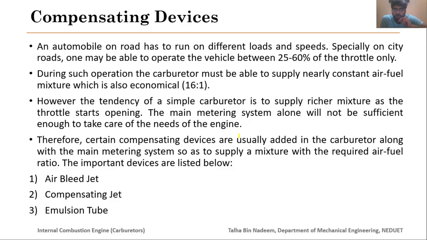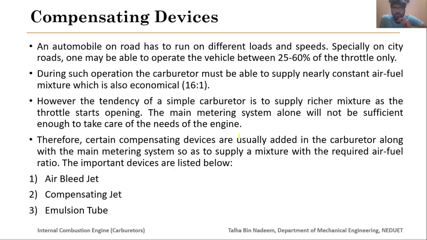An automobile running on a road has to run on different loads and speeds, especially on city roads, especially in a city like Karachi, where we have a huge problem of traffic. One may be able to operate the vehicle between 25 to 60% of the throttle only. During such operation, the carburetor must be able to supply a nearly constant air fuel mixture, which is also economical.